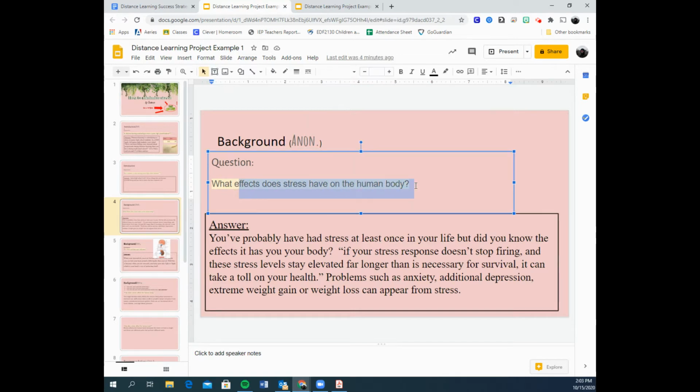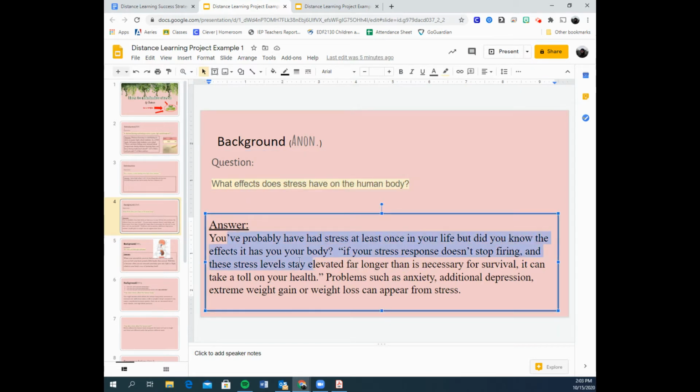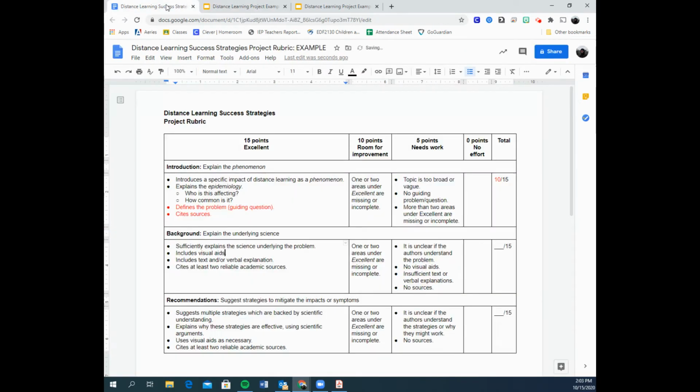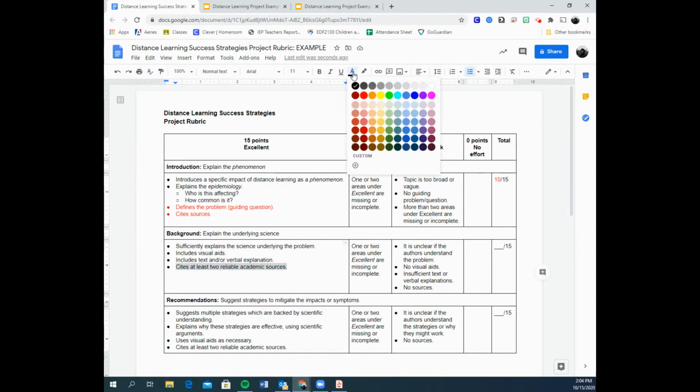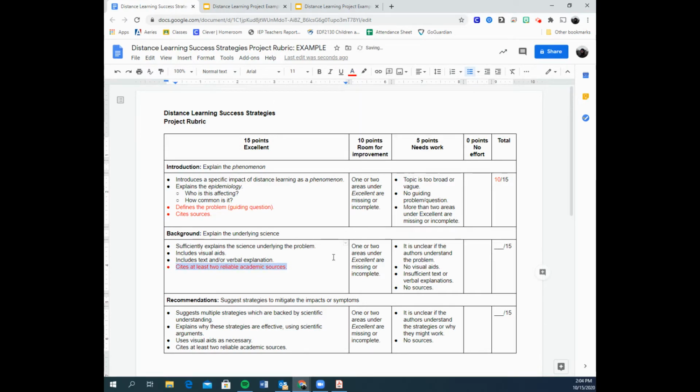Question: what effect does stress have on the human body? Very good question. So this is a quote here. All quotes need citations. So right away, I know that we are not citing all of our sources. So I'm going to say we're going to take points off for that, definitely.